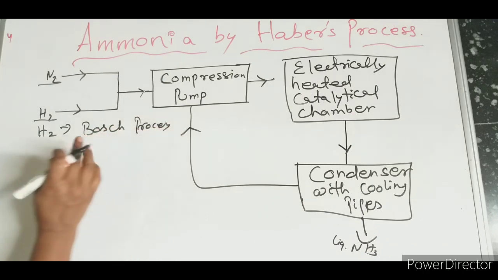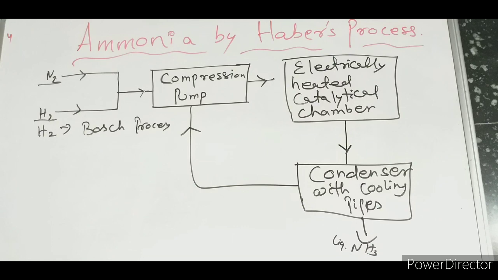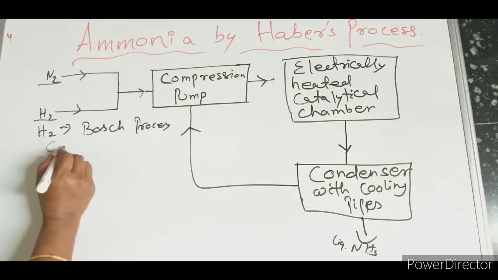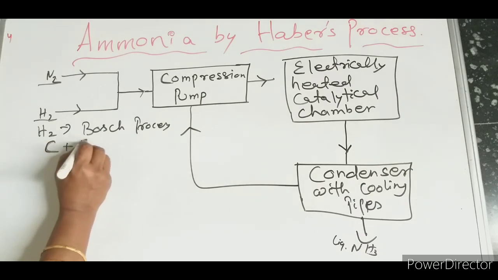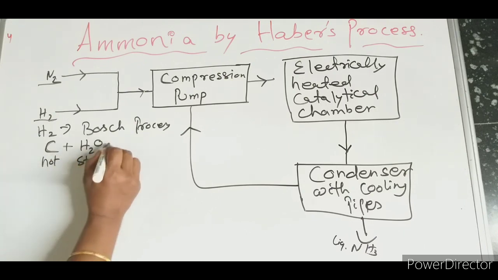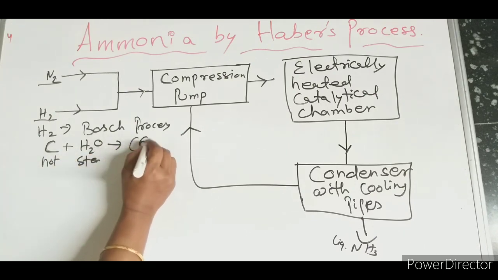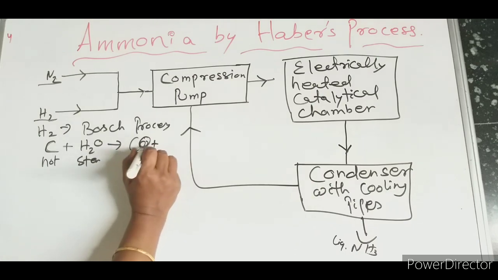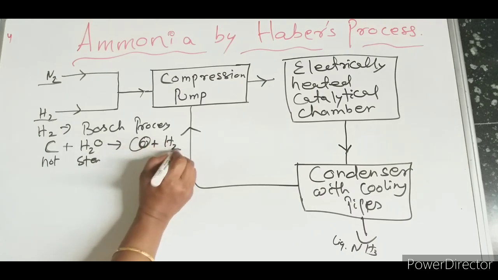Actually, the description of this process is not required here, but many people have a doubt about how hydrogen is collected in the Bosch process, so just see that. Overall, when steam is passed over hot, white-hot coke, we get water gas, carbon monoxide along with hydrogen.